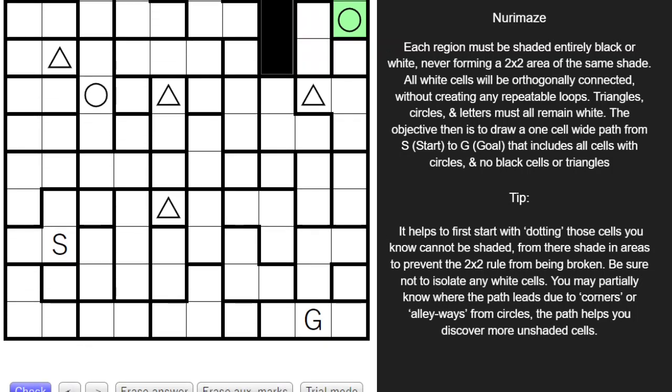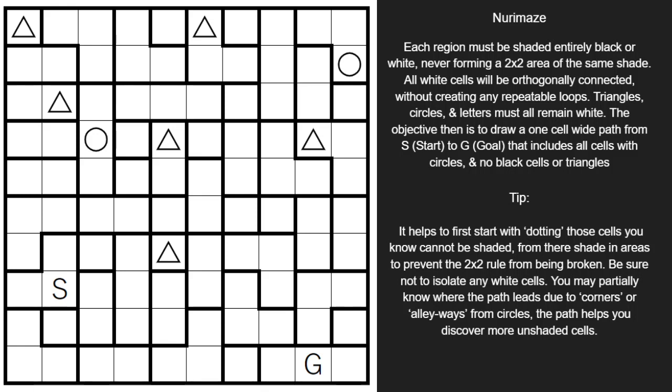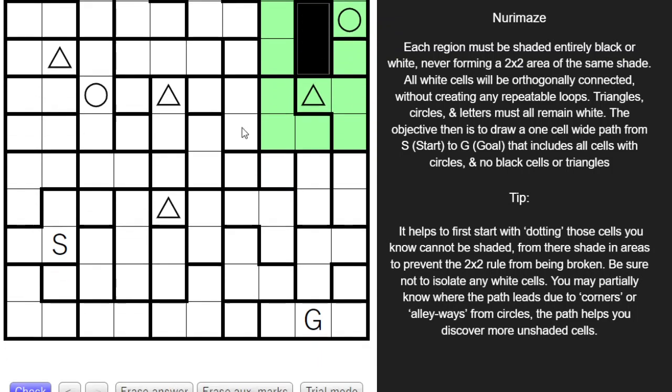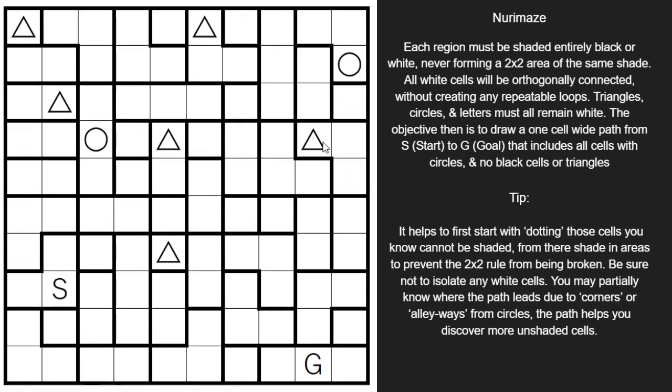In addition, you can't have any loops of white cells. So what I mean by that is if we have a black group here and a bunch of unshaded cells like that, this would create a so-called loop. And we can't have that either. The next thing is all of the triangles, circles, and letters must remain white. So we can't black out any region that has a triangle, circle, or the S or G.